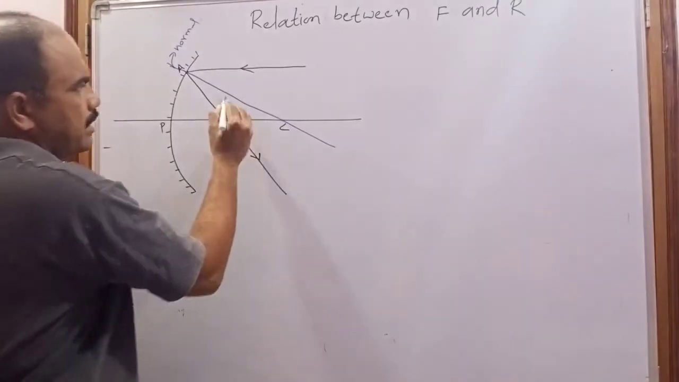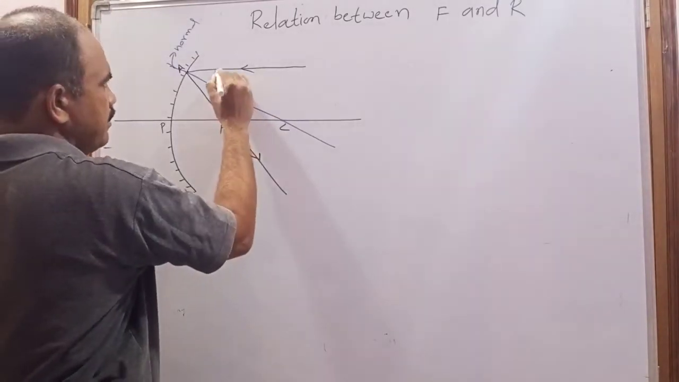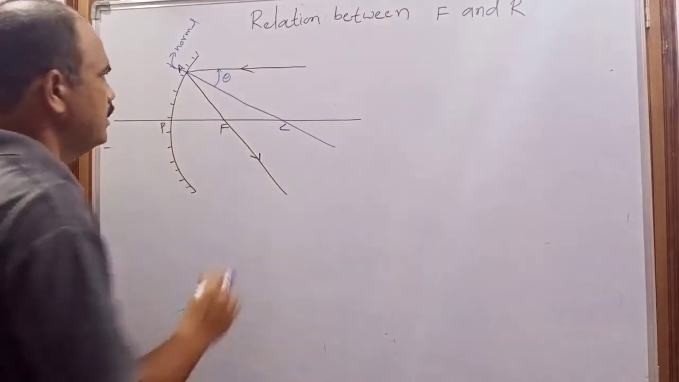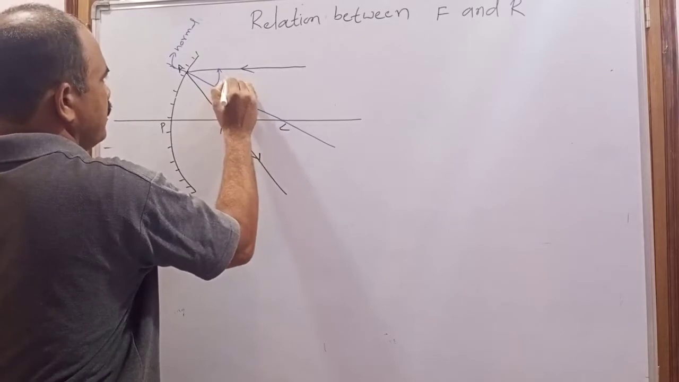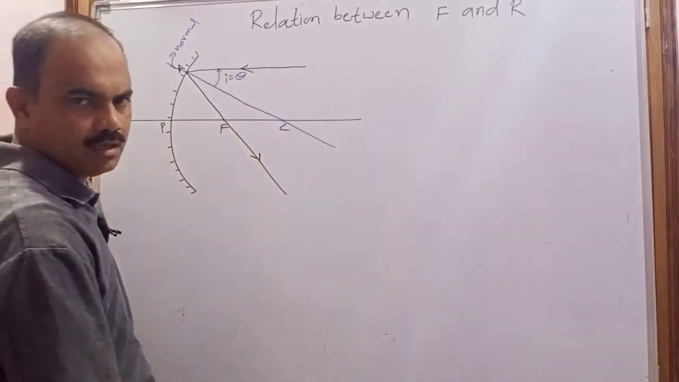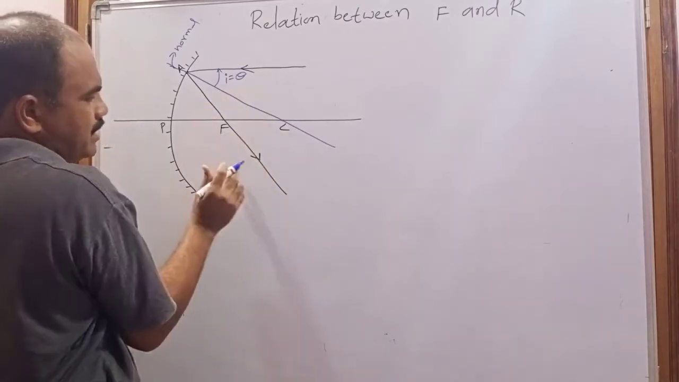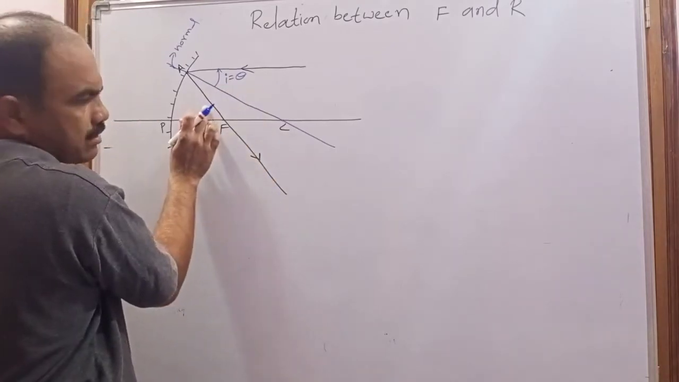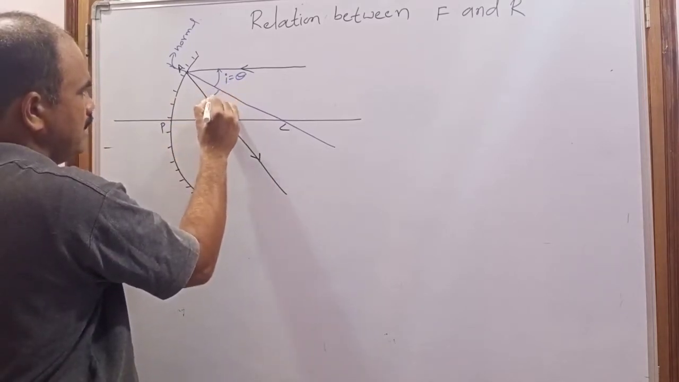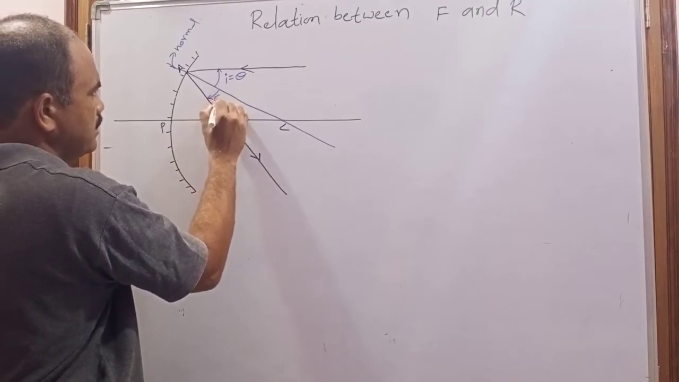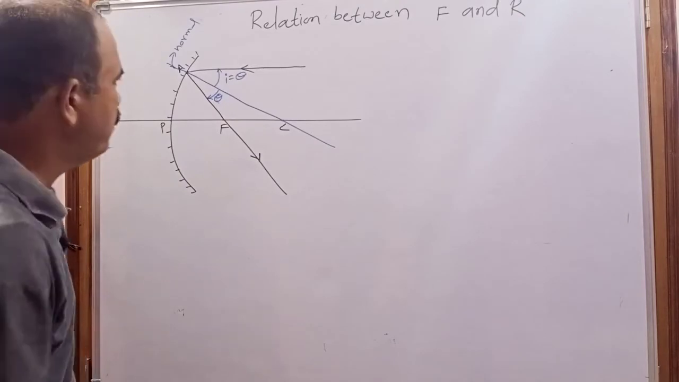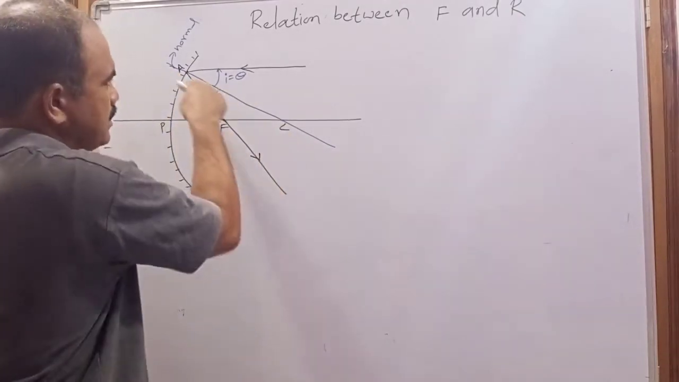Now you already know that the angle between the normal and the incident ray is known as the angle of incidence. That is theta. This is the angle of incidence, theta. Now according to the first law of reflection, the reflected ray makes the same angle with the normal. This is called the angle of reflection. This is also theta.